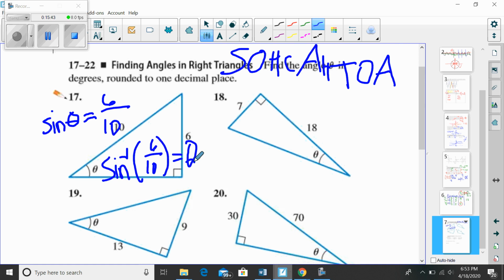Inverse sine is the key. I know on mine I have to hit green first. Rather than yellow giving me sine, green gives me inverse sine. So whatever key that is on your calculator. And I got for theta, when I did it, and it said round to 1 decimal place, 36.9 degrees. Okay, so pause the video, try number 18.